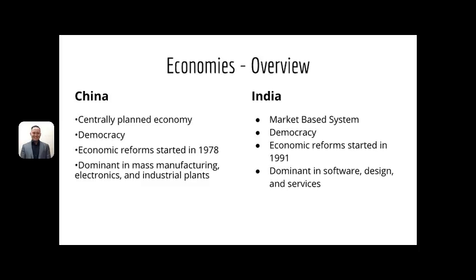China's economic reform was led by Deng Xiaoping, and it began in agriculture. India's economic reform, also known as economic liberalization in India, had the goal of making the economy more market-oriented and expanding the role of private and foreign investment. China dominated the world basically in mass producing electronics and industrial plants. India dominated in software design and services. Since they speak better English because of the British, they have the advantage in programming and software development.